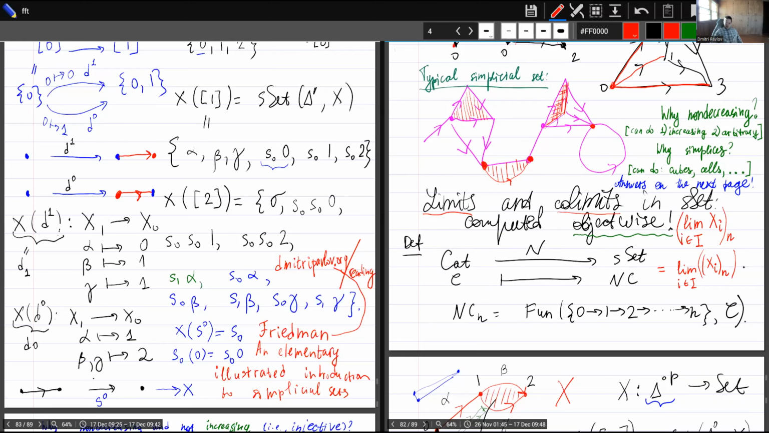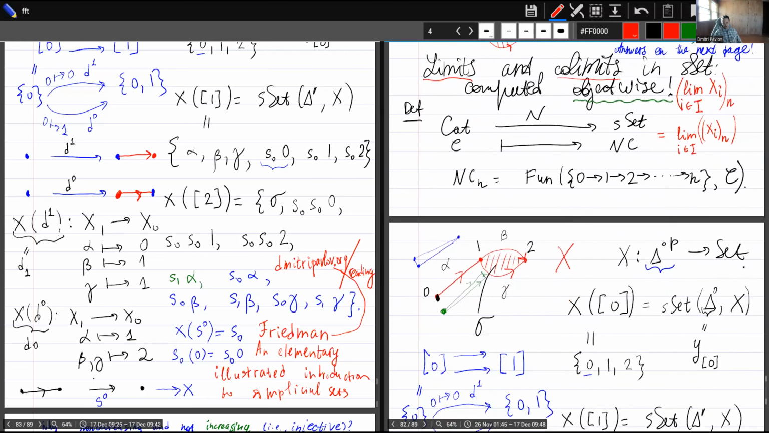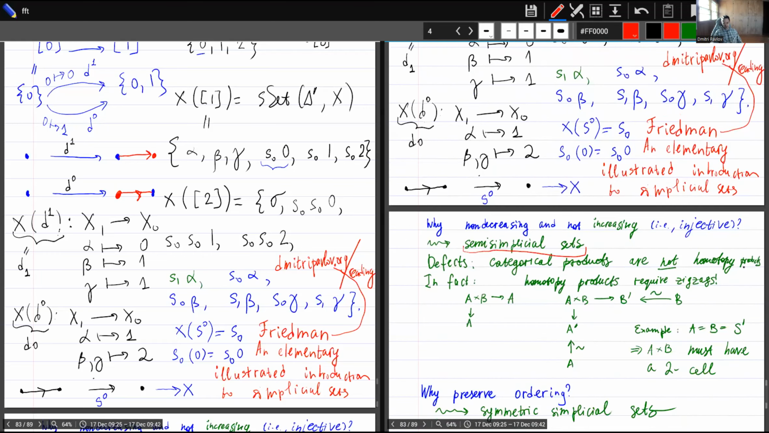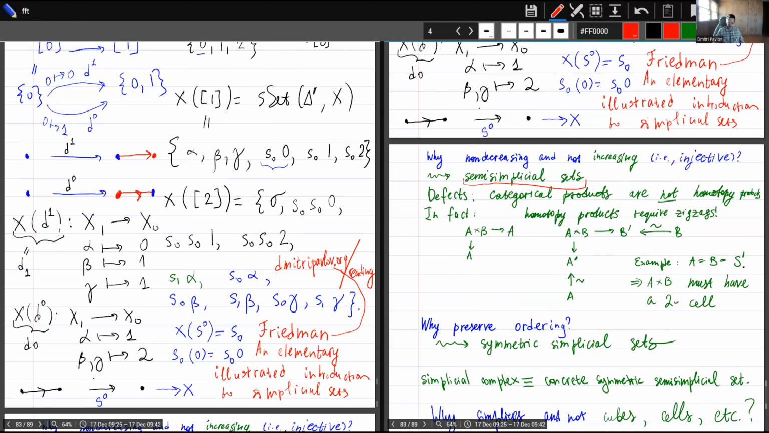And in particular, this means that products can be computed object-wise. Let me compute maybe one single product here. Here is a picture of the product of two delta ones, so two one simplices. So I take the product of a one simplex and a one simplex.